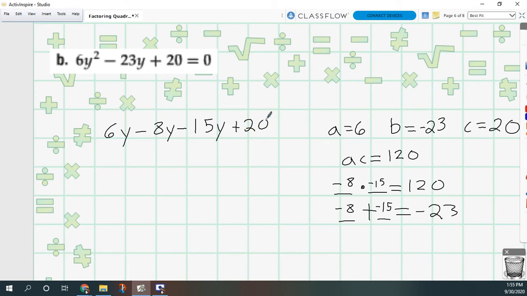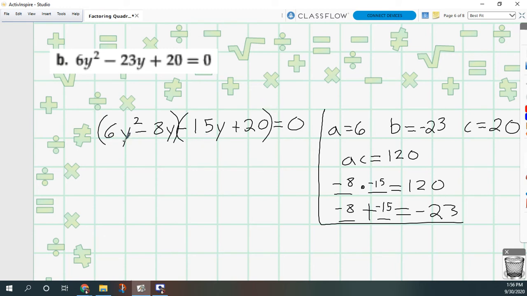A common question that I get asked is, does it matter which order I put those in? Like, could I write 6y squared minus 15y minus 8y plus 20? And it doesn't matter. As long as you found your two numbers correctly, it doesn't matter which order you put them in. You'll get the same thing in the long run. So we do want to factor by grouping now.